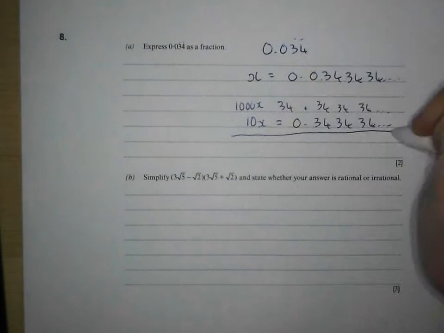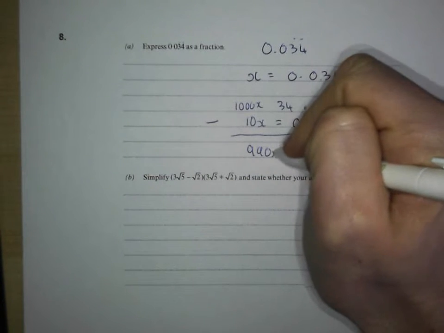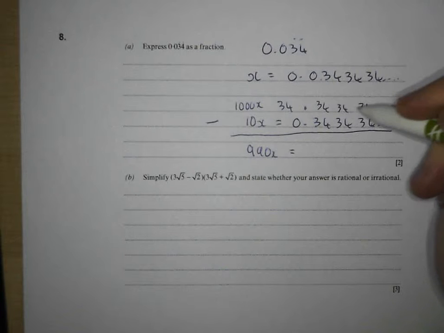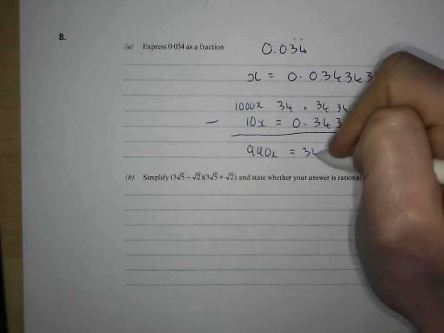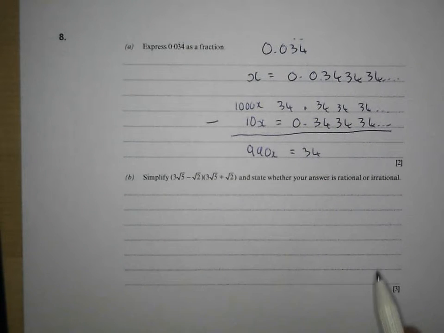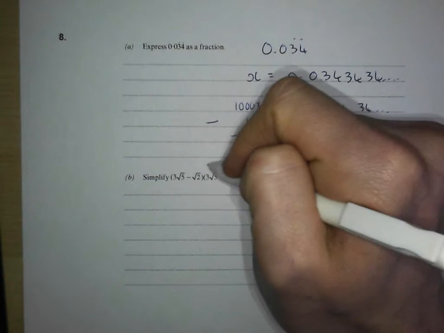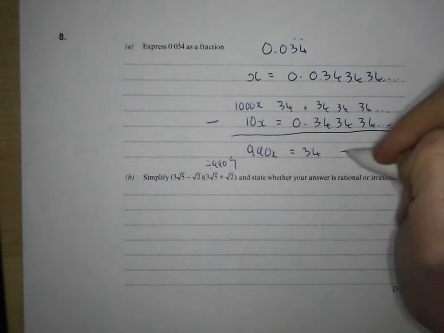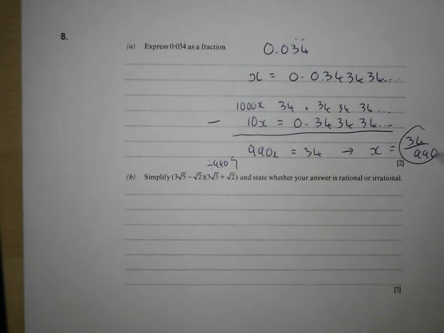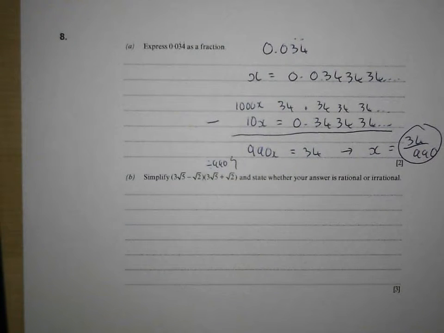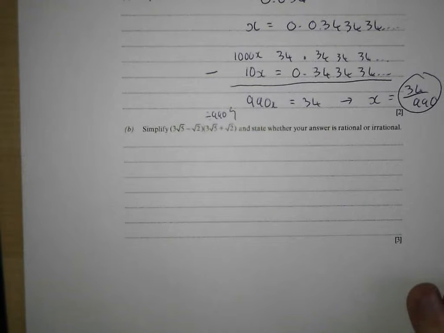That's 34.343434 ... Subtract one from the other. 1,000x take 10x is 990 x's. 34.343434 take off 0.343434. Well, that's just 34 take 0 because the 0.34s are just going to cancel each other out. So we get 990x equals 34. If I divide both sides by 990, I end up with x equals 34 over 990. And sure, I can spend time simplifying that down, but it's not asked me to, so I'm just going to leave it at that. Because I want to get onto this question, a nasty multiplying out of surds.